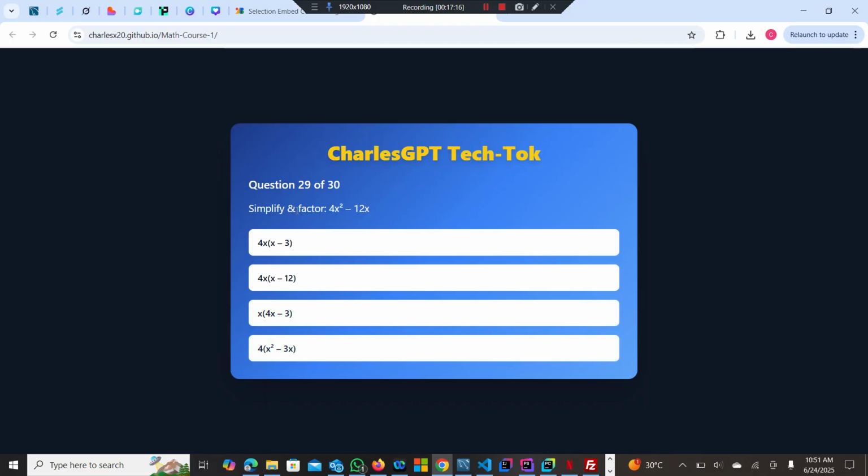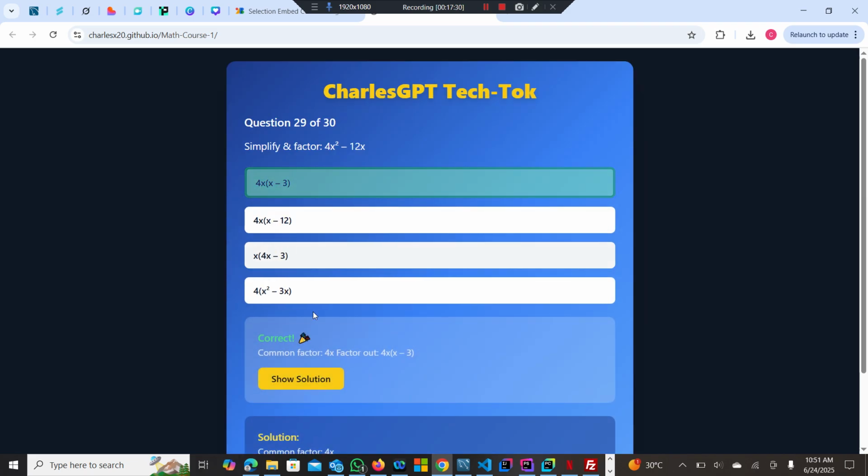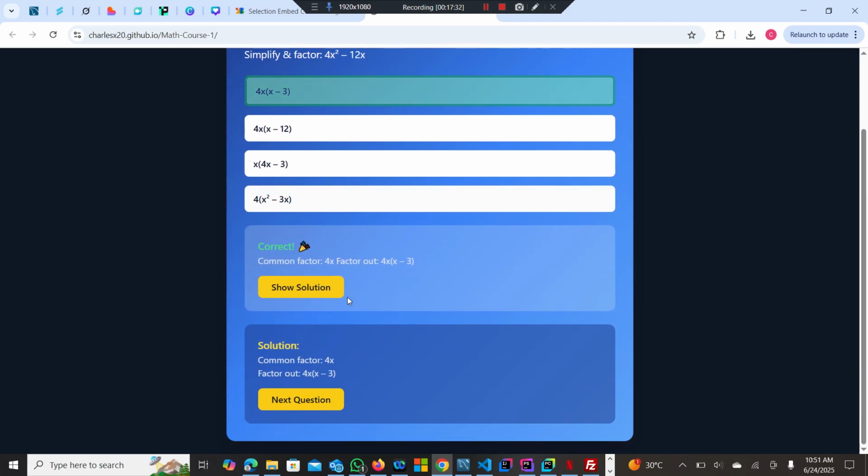Simplify and factor for x squared minus 12x. Let me just give a random solution to this. I think it would be this. Correct. Cool, that was smart. So that's the correct answer for that.